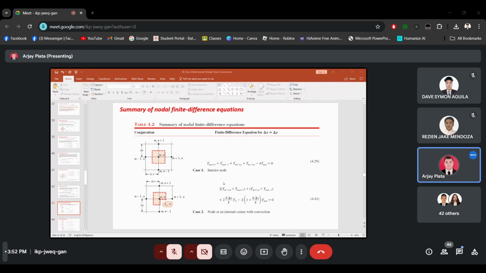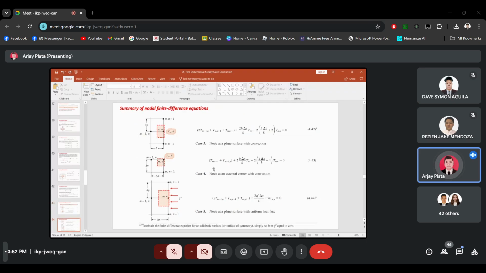So how many cases do we have? This is for interior node, case 1. Case 2 is node at an internal corner with convection. Case 3 is node at a plane surface with convection. Case 4 is node at external corner with convection. And case 5 is node at a plane surface with uniform heat flux. So all in all we have 5 cases for you to study.